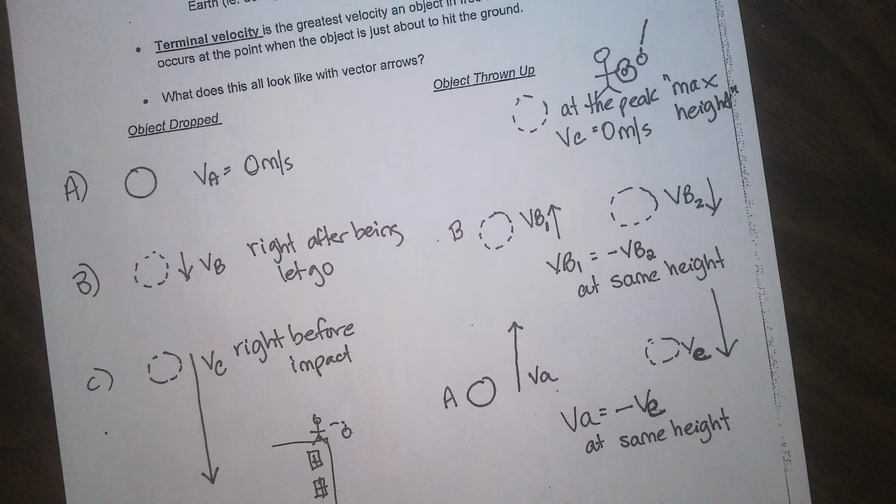CJ, for the guy on top of the building, can you draw a guy at the bottom of the building so you do it? No, he dropped a ball.